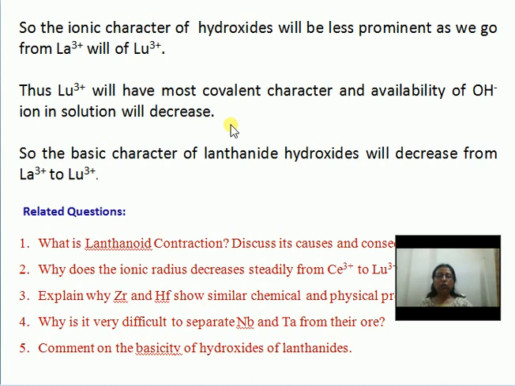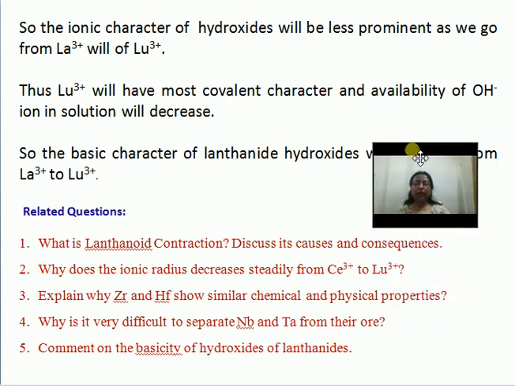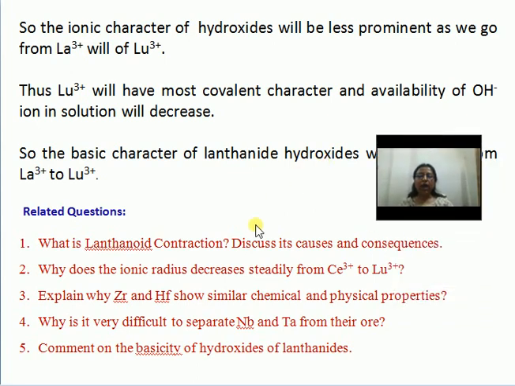And now there are some questions related to this lanthanide contraction, which I am going to tell you, and I think you will be able to answer all of them. Like, what is lanthanide contraction? Discuss its causes and consequences, that you have learnt already. Now, why does the ionic radii decrease steadily from Ce3+, that is cerium 3+, to lutetium 3+? This also, I am sure you will be able to answer, because they belong to the lanthanide series, and this question will be answered using the lanthanide contraction.